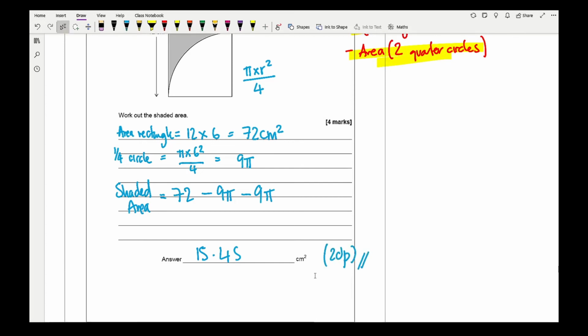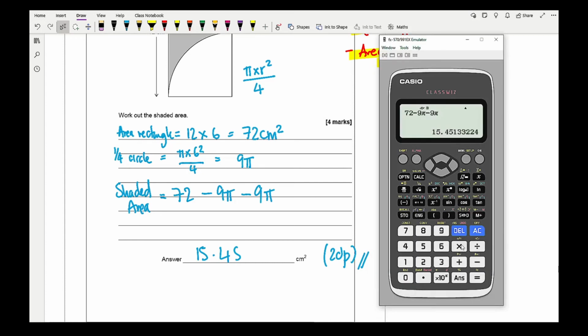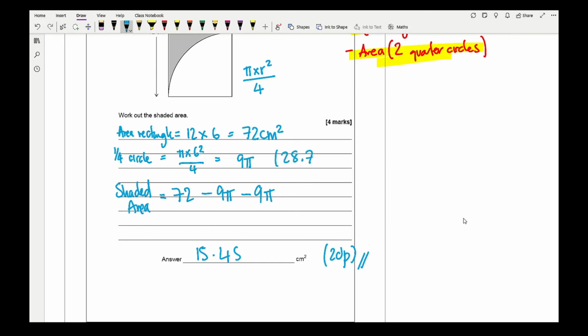Now instead of using 9 pi, if you want to work out the decimal of that, if I just type that in, 9 pi is equivalent to 28.27, then that would be absolutely fine. So if you replace 9 pi with 28.27 and 28.27, then that is also fine. Another thing that you may have done is that 2 quarter circles equals 1 semicircle. So instead of working with quarter circles, you might decide to work with 1 semicircle, but the final answer should be exactly the same.